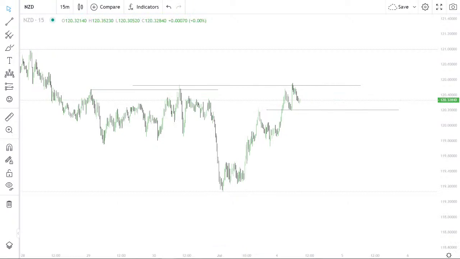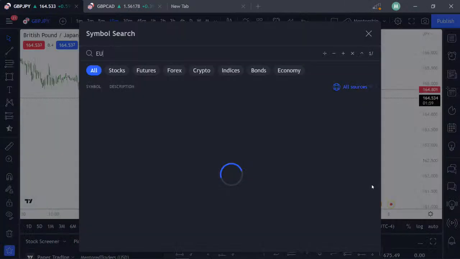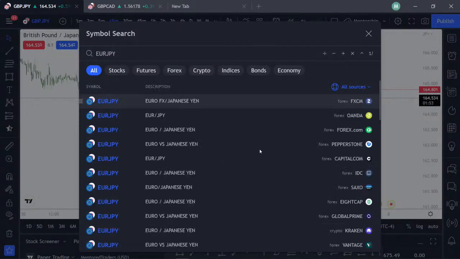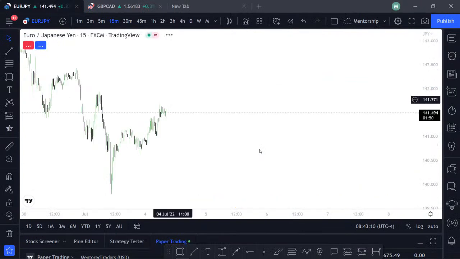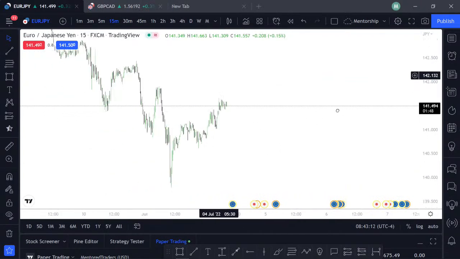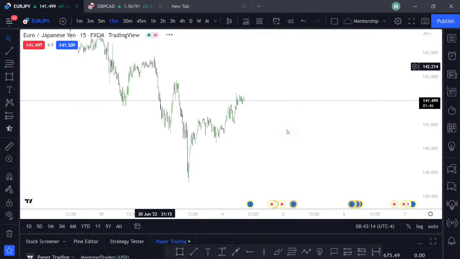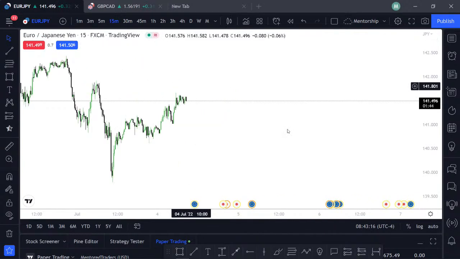So let's pair which currency? The Euro JPY. The Euro JPY is behaving like GBP JPY, how they are behaving. So we have the 50 level there. We also have the 80 level above the 50.